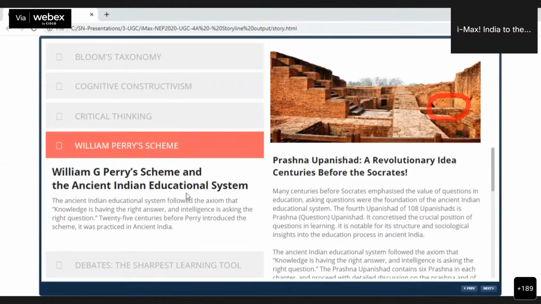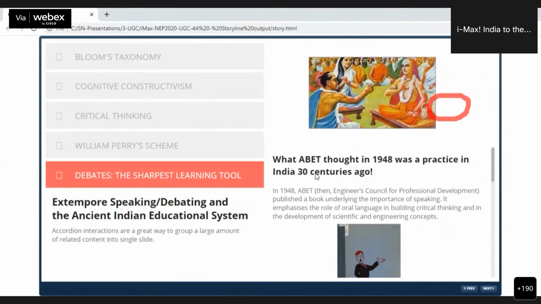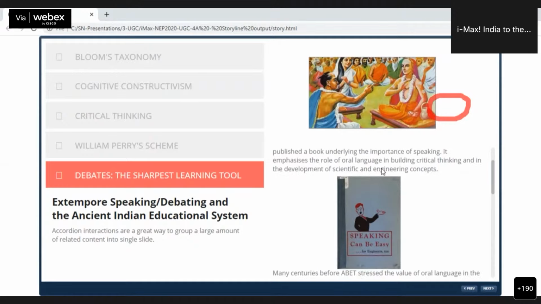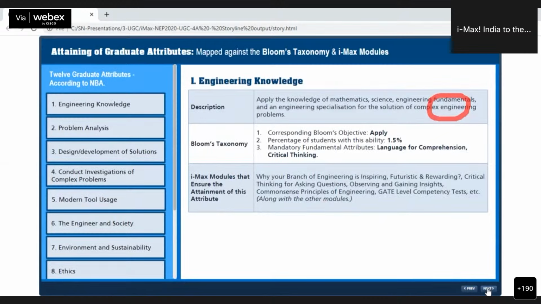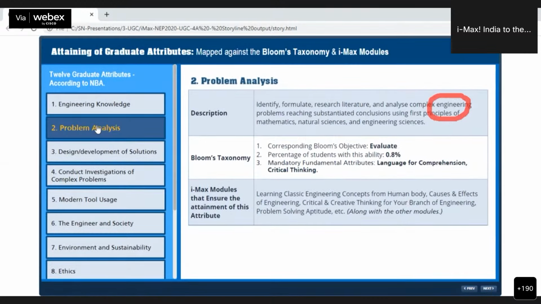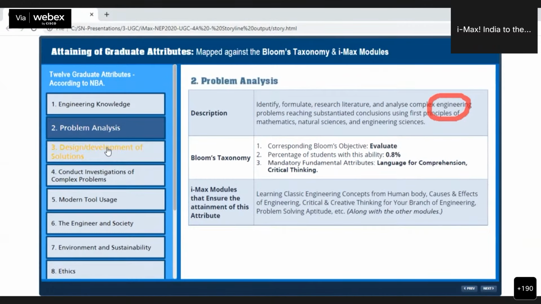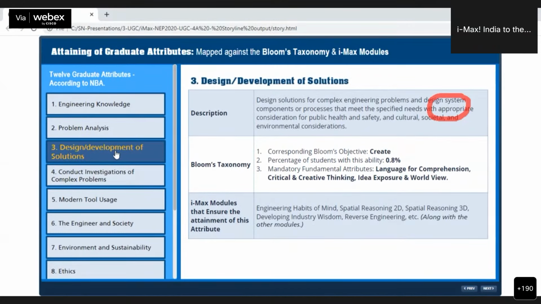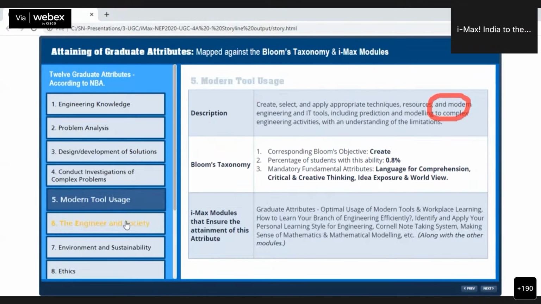This is William G. Perry's scheme and the ancient Indian education system. Then this is the most important thing. In the ancient Indian education system, most of the learning happened through debates. These are the graduate attributes, and this is how it is linked to various modules of that OBE platform.